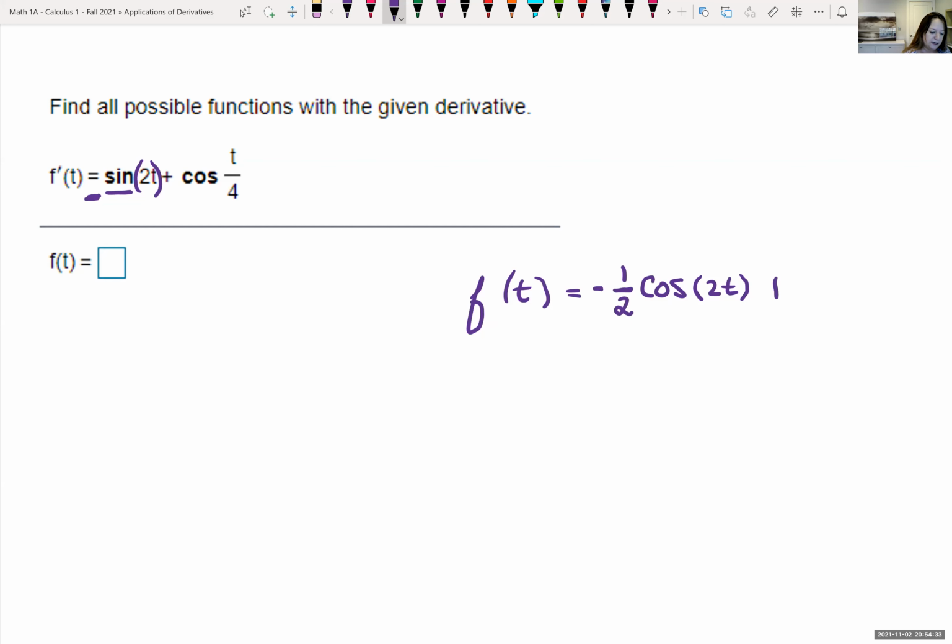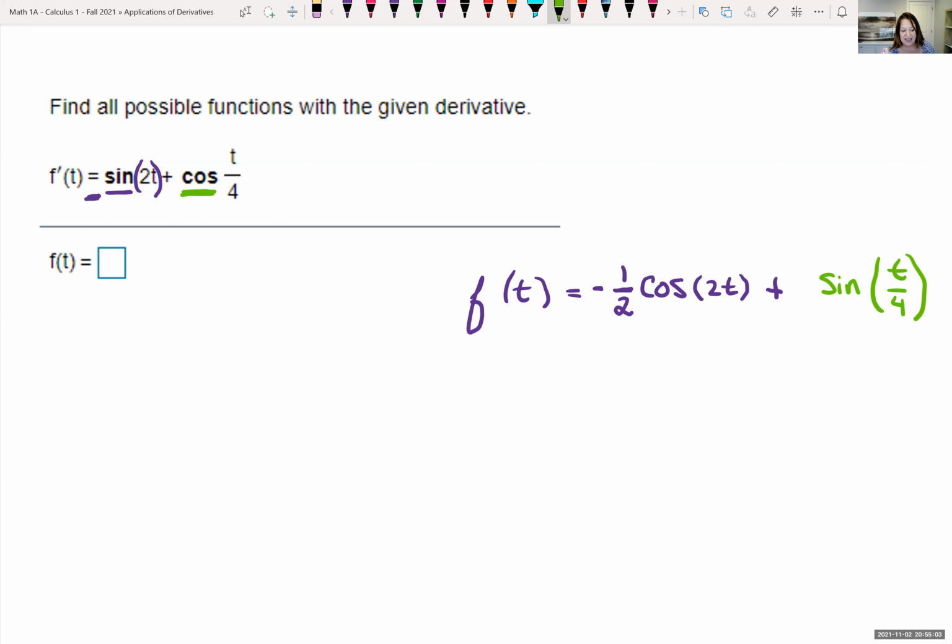So plus, we're trying to think backwards again. What can I take the derivative of to give me cosine? Well, I know that the derivative of sine is cosine. And so I have sine of the inside, t over 4. When I take the derivative of sine of t over 4, that would give me cosine of t over 4, but it's also multiplying by the derivative of the inside. And the derivative of the inside is 1/4.